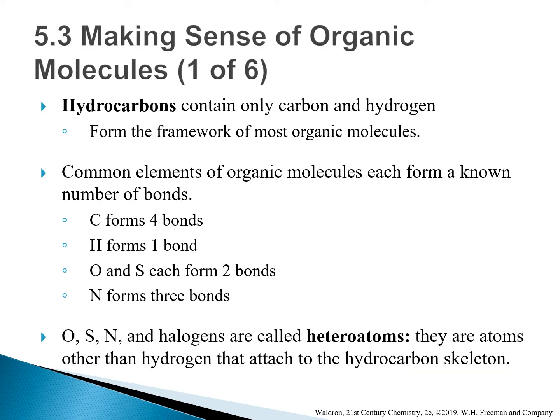Hydrocarbons contain only carbon and hydrogen atoms. They form the framework of most organic molecules. Common elements of organic molecules each form a known number of bonds. For example, carbon forms 4 bonds, hydrogen forms 1 bond, oxygen and sulfur each form 2 bonds, nitrogen forms 3 bonds. The oxygen, sulfur, nitrogen, and any halogens are called heteroatoms. They are atoms other than hydrogen that attach to the hydrocarbon skeleton.